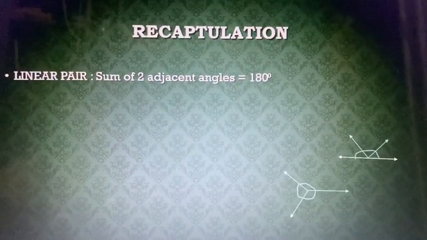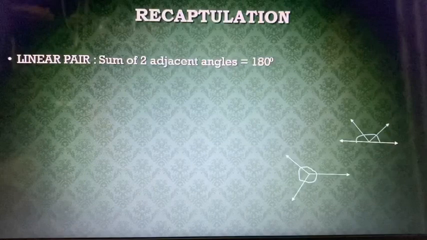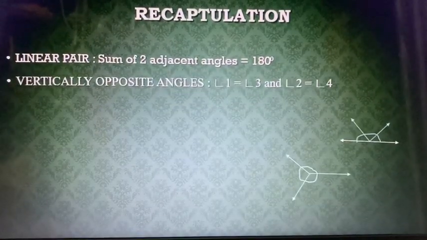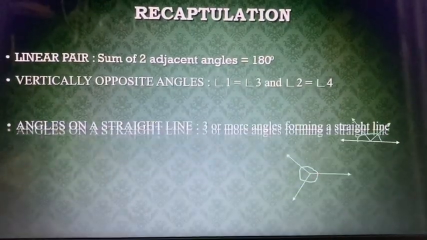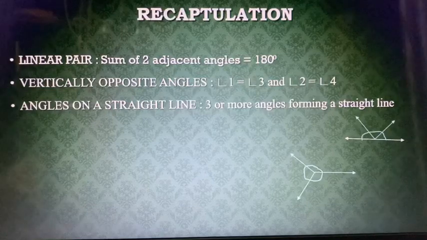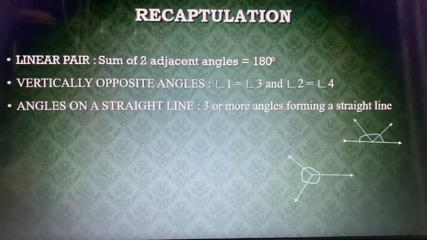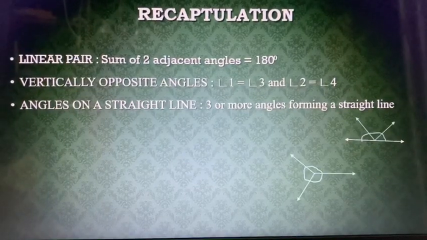So, how to solve all these problems? Generally, we'll use these concepts. Linear pair: the sum of two adjacent angles is equal to 180 degrees. Then vertically opposite angles: angle 1 is equal to angle 3 and angle 2 is equal to angle 4. Angles on a straight line: certain times on a straight line you will have 3 or more than 3 angles which form a straight line. So such concepts will come during solving the problems.